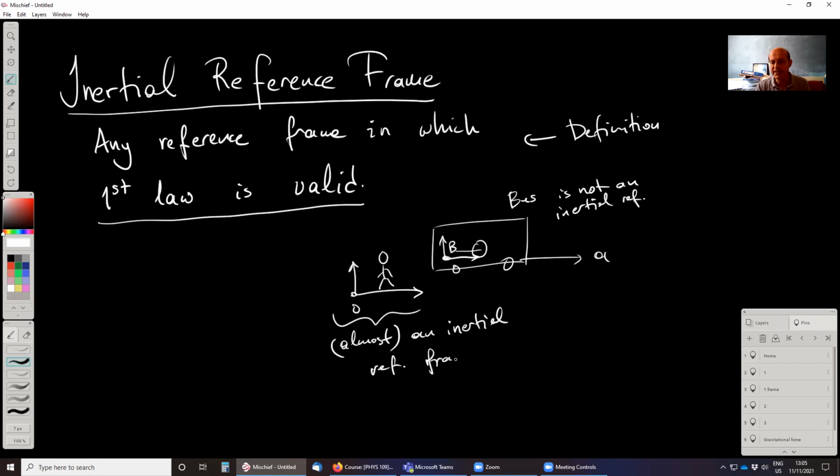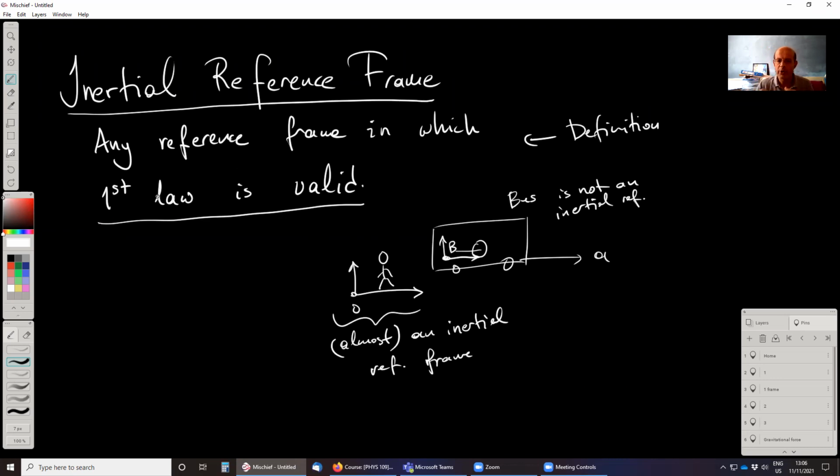Why do we say it's almost? I'll explain these later, but in any case, we know that the Earth is rotating around itself. It's also rotating around the sun. So this is actually an accelerated motion. So the ground in here is in an accelerated motion. It's just like a bus, so therefore it's not an inertial reference frame. But in any case, what's important is the definition in here, right?